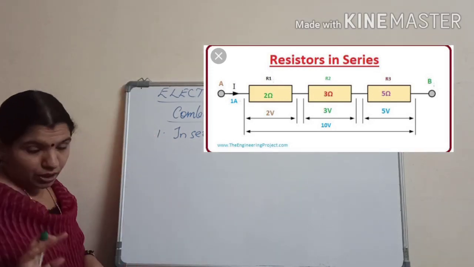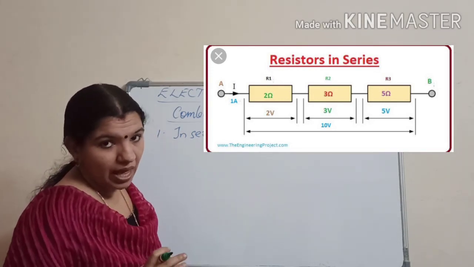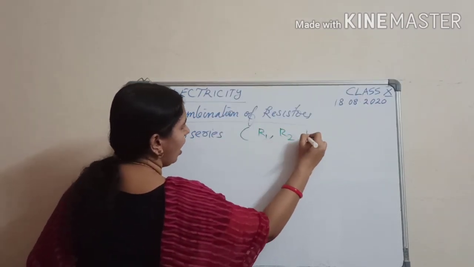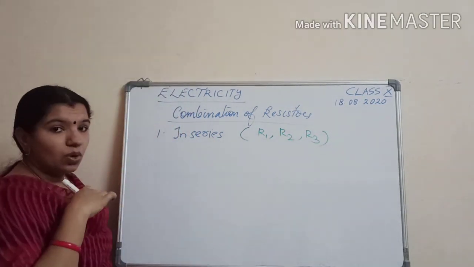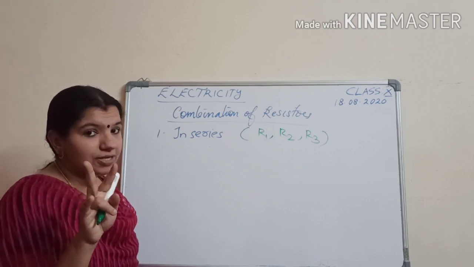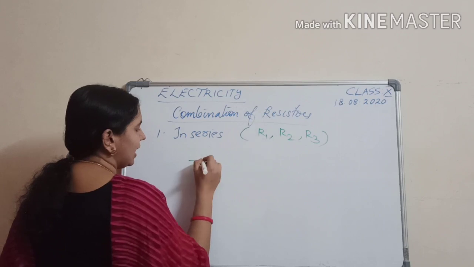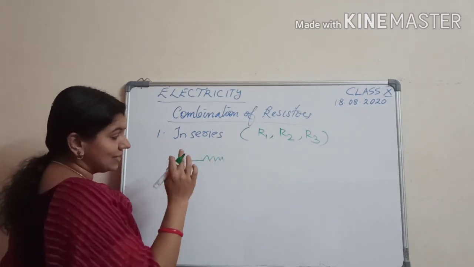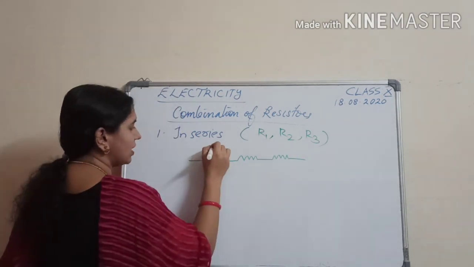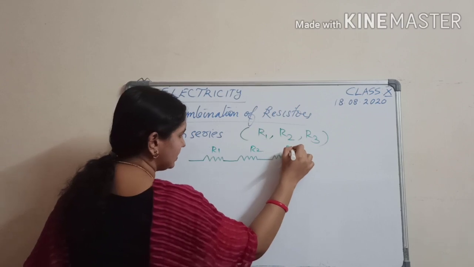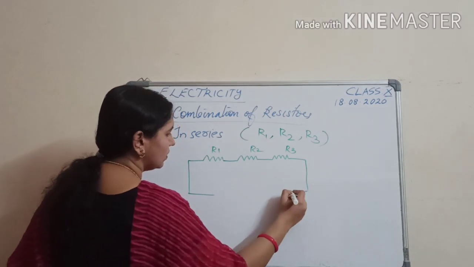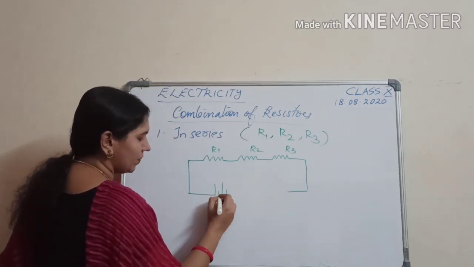So I am considering a circuit having three resistors. Let the names of the resistors be R1, R2 and R3. Okay. So these R1, R2 and R3 are the three resistances. We have to connect them in which connection? Series connection. So I am connecting like this, in series connection. This is R1, this is R2 and this is R3. Okay. Now this is connected to a cell or a battery.